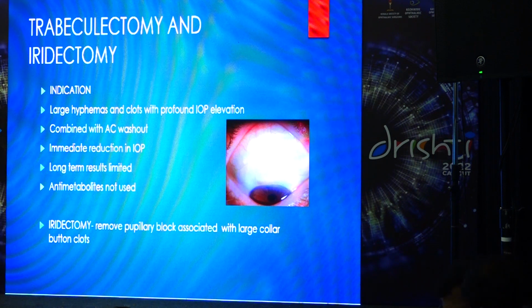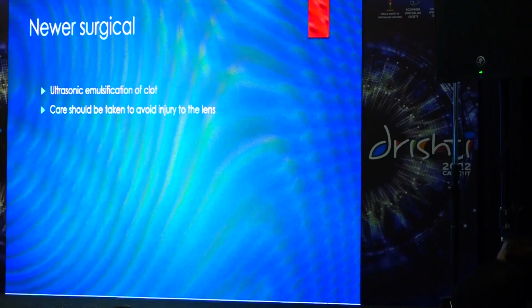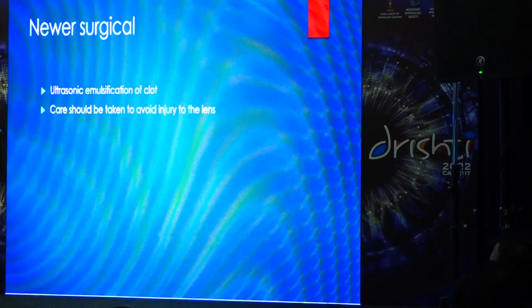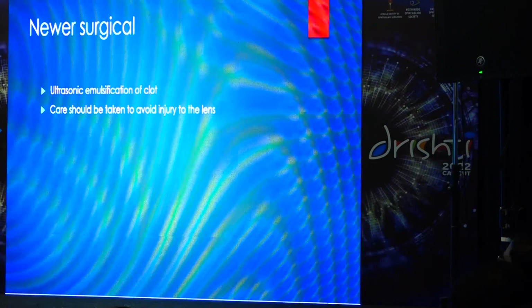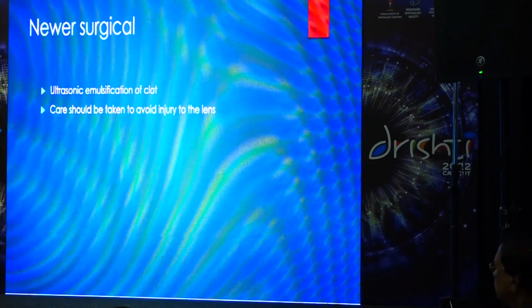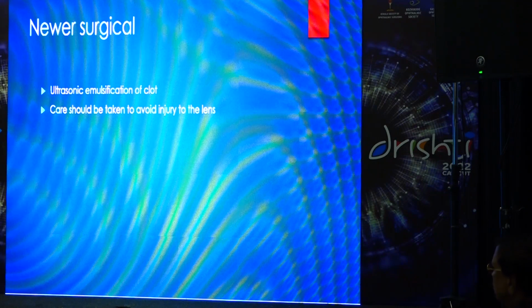Trabeculectomy is indicated in patients with massive hyphemas associated with tremendous IOP elevation. It is combined with AC wash. It results in immediate reduction of IOP, but the long-term results are limited. Iridectomy helps to remove the pupillary block. In the newer surgical approaches, more and more phacosurgeons are resorting to ultrasonic emulsification of the clot. But extreme care has to be taken to avoid injury to the normal lens because it can result in cataract.